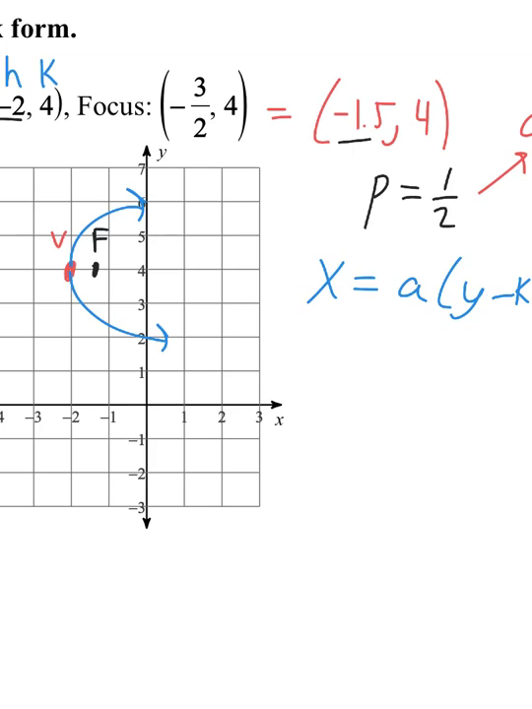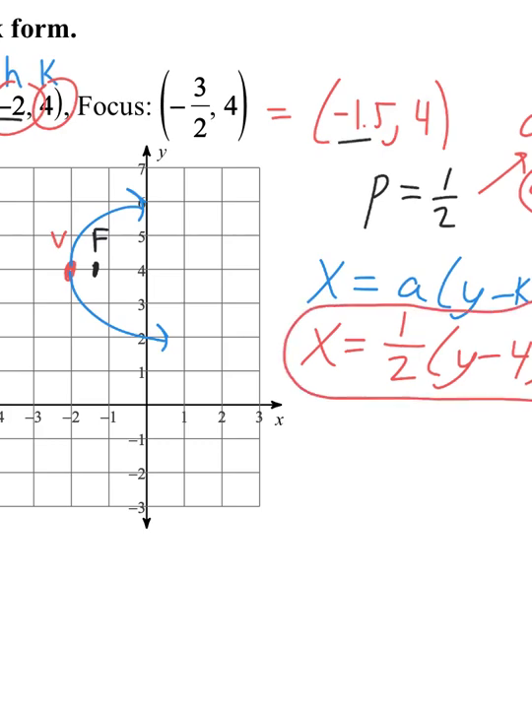So 4 times 1/2 is 2, so the a value here will be 1/2. And it is positive because this graph is opening to the right, because the focus was to the right of the vertex. So it's going to be positive 1/2. The y coordinate of the vertex is 4, so y minus 4. And the x coordinate is -2, so it's the actual value. It's not the opposite for the one on the outside. So we're looking at x equals 1/2 times (y minus 4) squared minus 2.